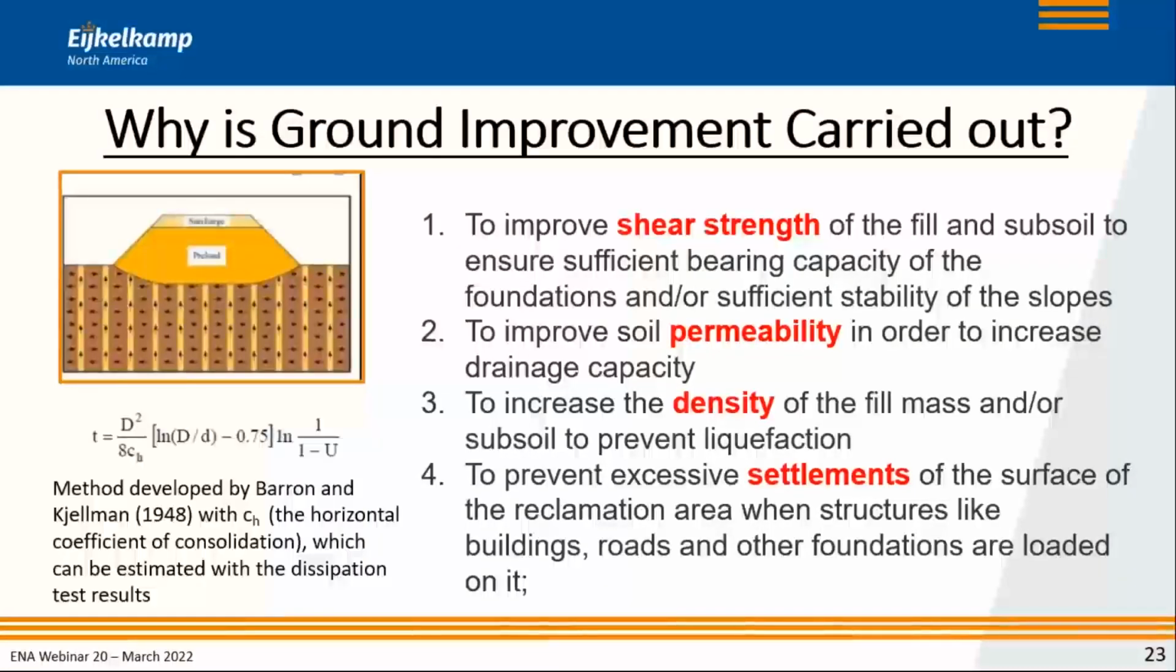Well, Barron and Eijkelkamp developed back in the 1940s an equation that really describes how you can come up with this permeability and how you can describe the whole process that is going on there. And as you can see in that equation, there's a term in there, C sub H, which is the horizontal coefficient of consolidation. And then the question is, what is that and how does it relate to CPT?